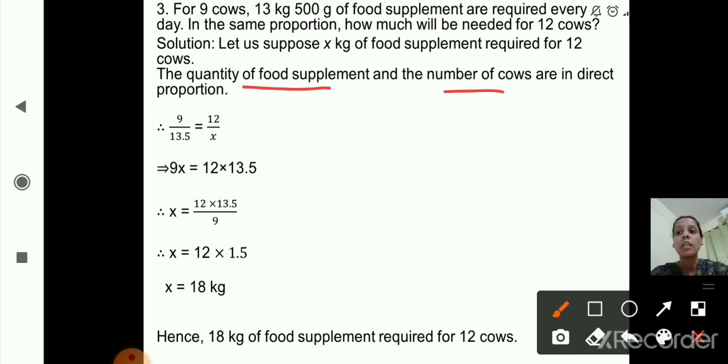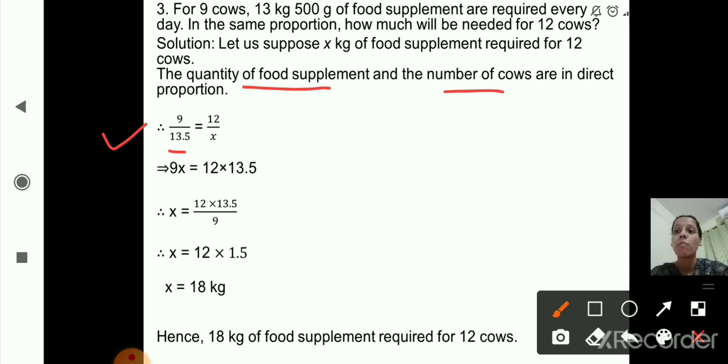Now see here, this is the equation. Therefore 9 upon 13.5. 13.5 means 13 kg 500 grams, so instead of that we have written 13.5. So 9 upon 13.5. 9 is the number of cows, and how much food supplement is required? 13.5, meaning 13 kg 500 grams.